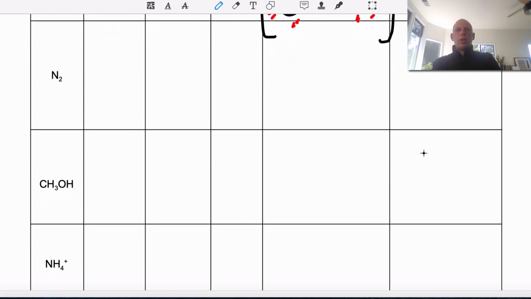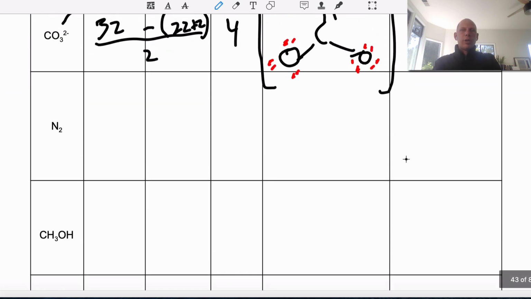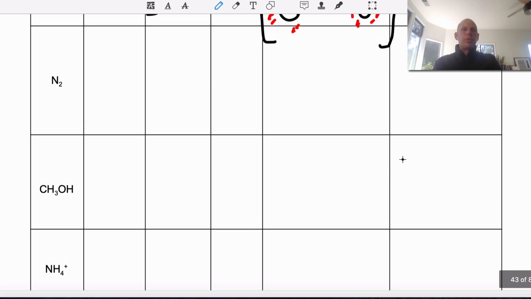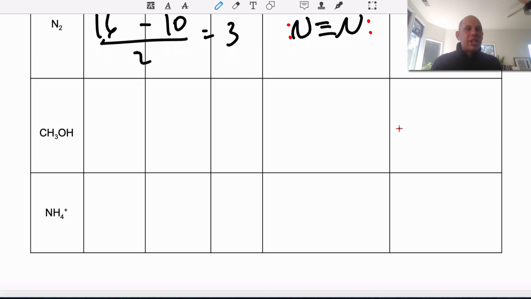Okay. N2. So we're going to finish this one off right here, and then I'm going to have you do the rest on your own. So N2. Here we go. So what does it want? It wants 16. 8 times 2, what does it have? 5 times 2 is 10. Divided by 2 is 3. So N, 1, 2, 3, and boop, boop, boop, boop. Good to go there. All right, CH3OH.